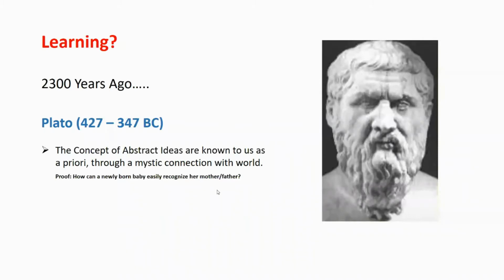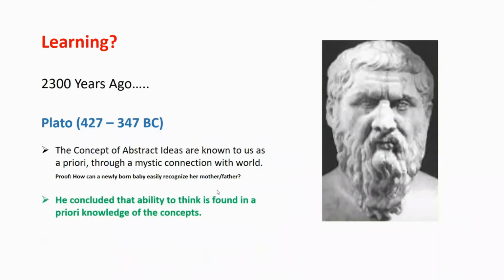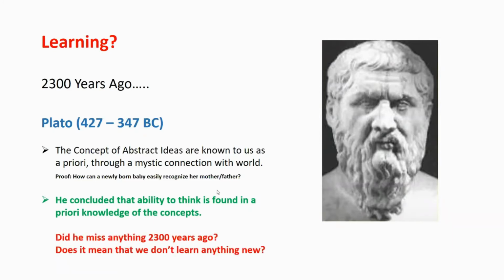He then gave some other definition. But now the question arises. He concluded that the ability to think is found in a priori knowledge of the concepts. Now, did he miss anything? 2300 years ago, did he miss anything? It doesn't mean that we don't learn anything new, because he only said that whatever a priori knowledge we have through some mystic connection with the world is called learning.